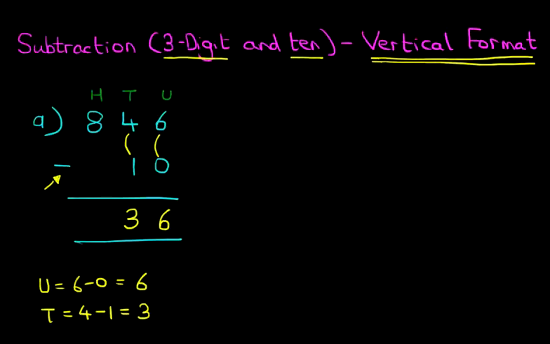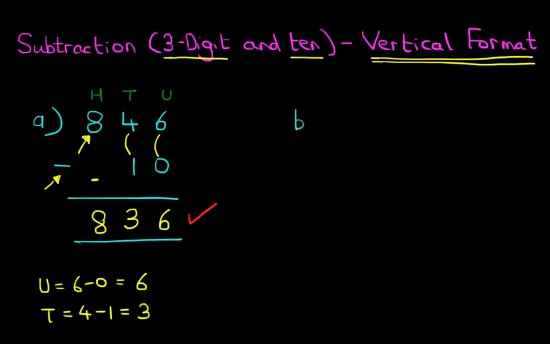And lastly, we have the hundreds. We've got 8 hundreds. 8 minus 0, well, that remains 8. So therefore, 846 minus 10 equals 836. And we've done that using the vertical format.